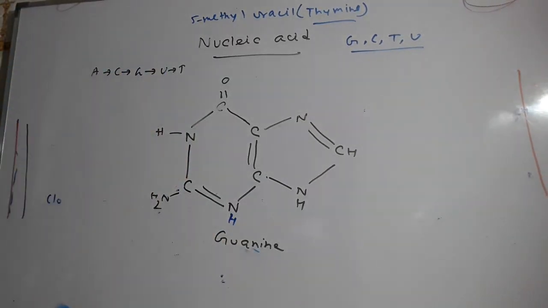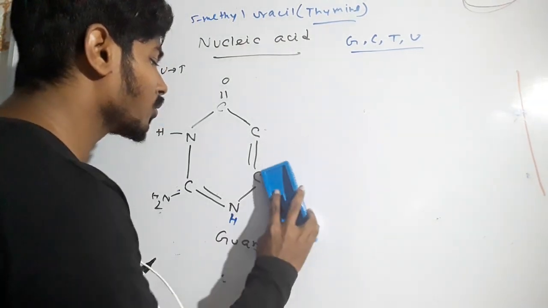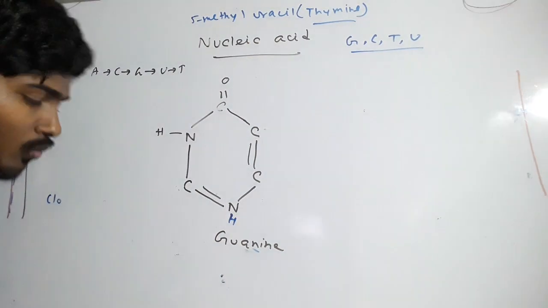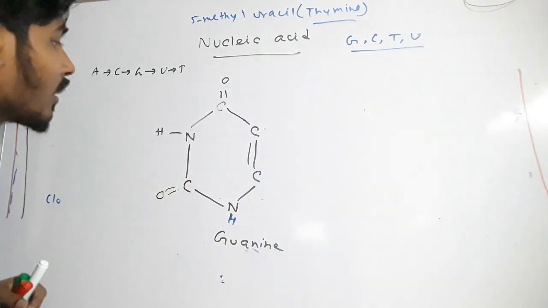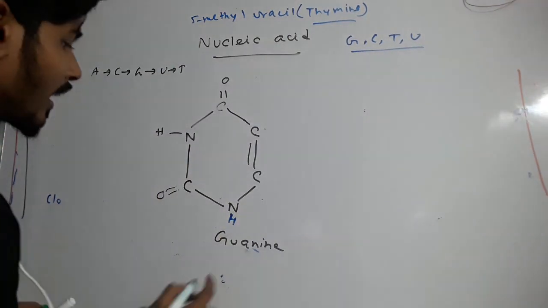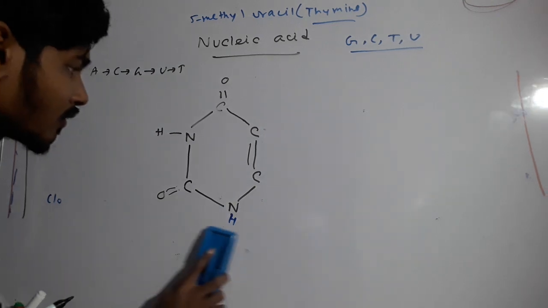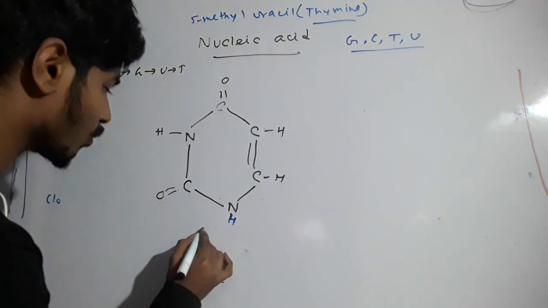Okay, now we will draw the structure of uracil. For that, uracil is a pyrimidine base, so we will remove this structure first. Then we will replace this NH2 with double bond O. So this double bond will vanish, and this is the structure of uracil.